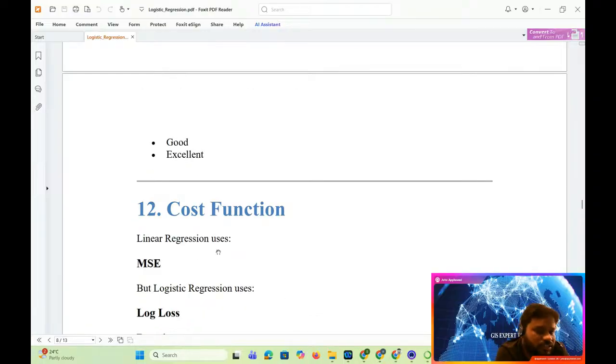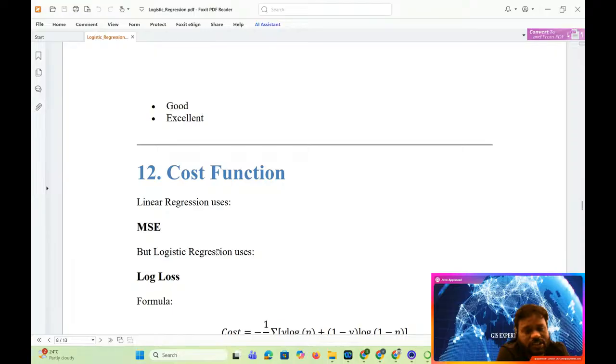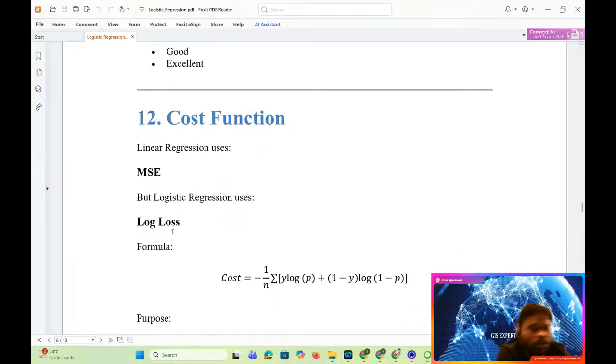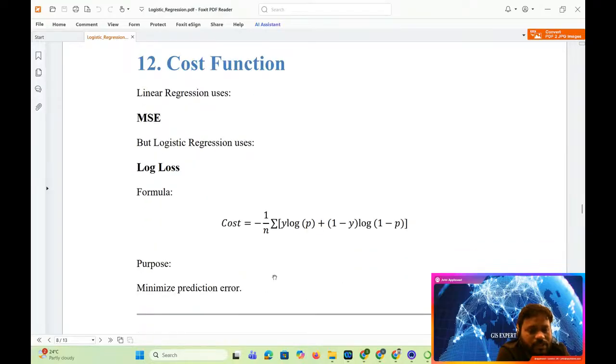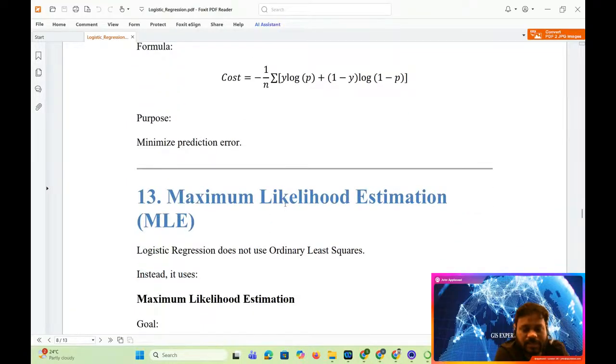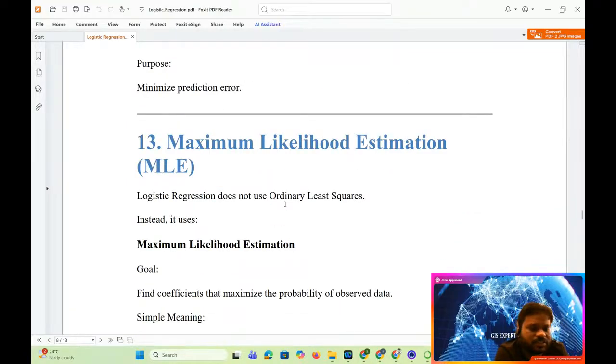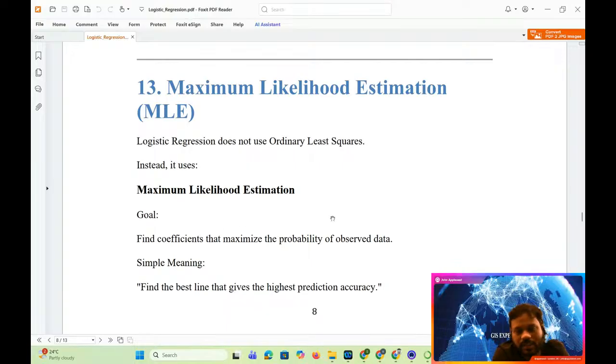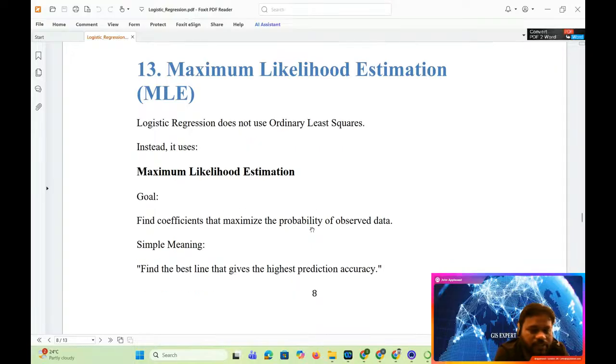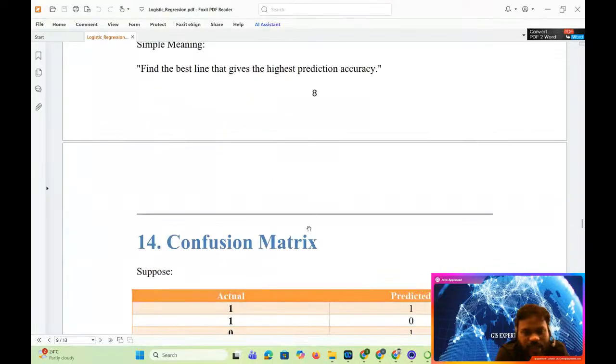The cost function is also important in logistic regression. Linear regression uses MSE, but logistic regression uses log loss. The formula is cost = -1/m summation of [y log p + (1 - y) log(1 - p)]. Purpose: minimize prediction error. Maximum likelihood estimation: logistic regression does not use ordinary least squares. Instead, it uses maximum likelihood estimation. Goal: find coefficients that maximize the probability of the observed data. Simply, find the best line that gives the highest prediction accuracy.